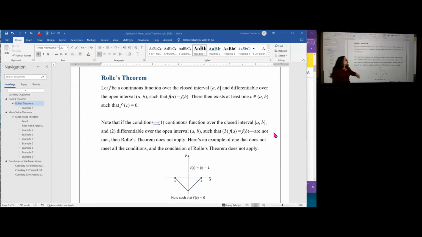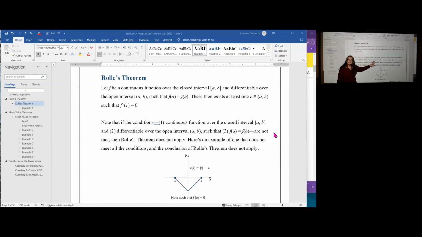The third condition is that the function value at A and the function value at B are equal to each other. Then the conclusion of Rolle's theorem is that there's a point C, which is between A and B and not equal to A or B, where the derivative is 0.